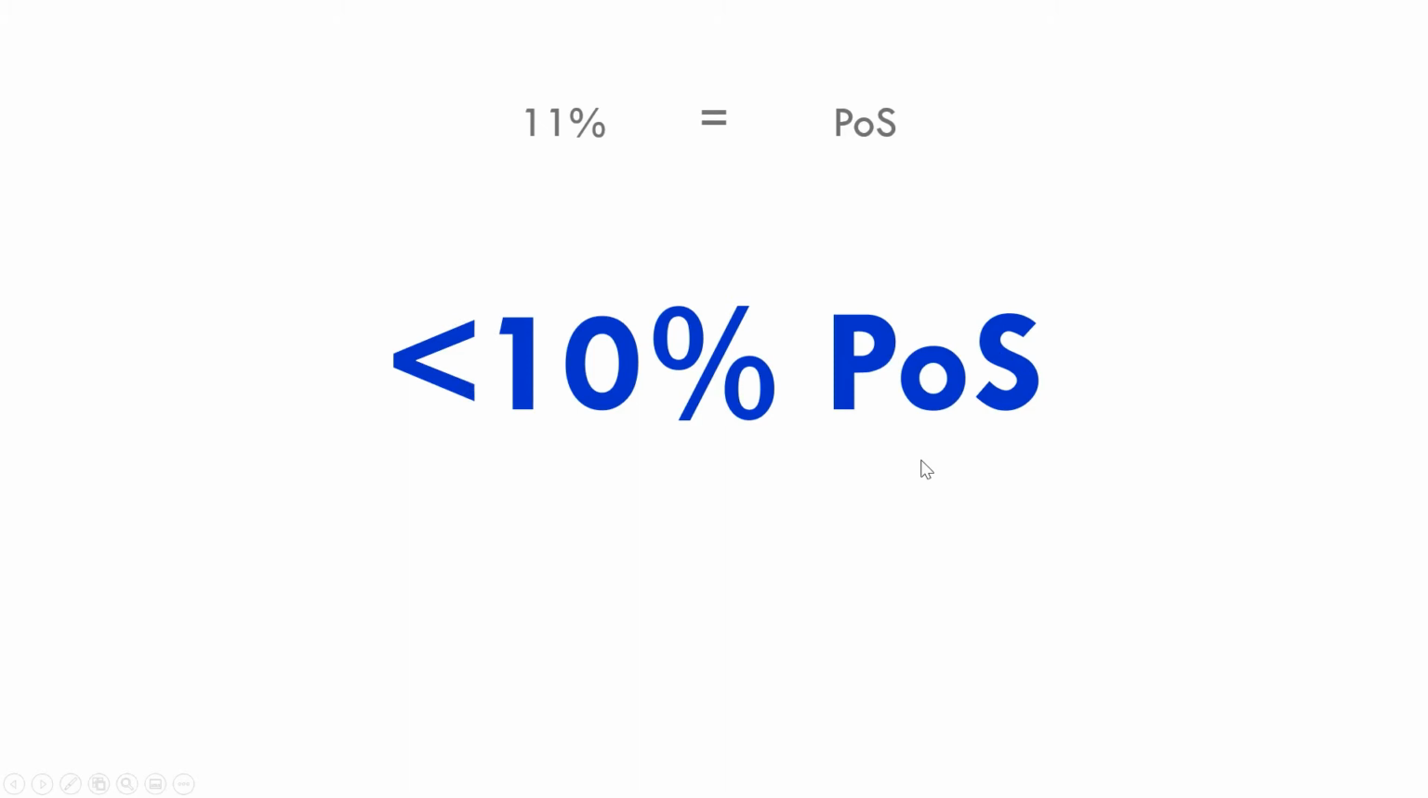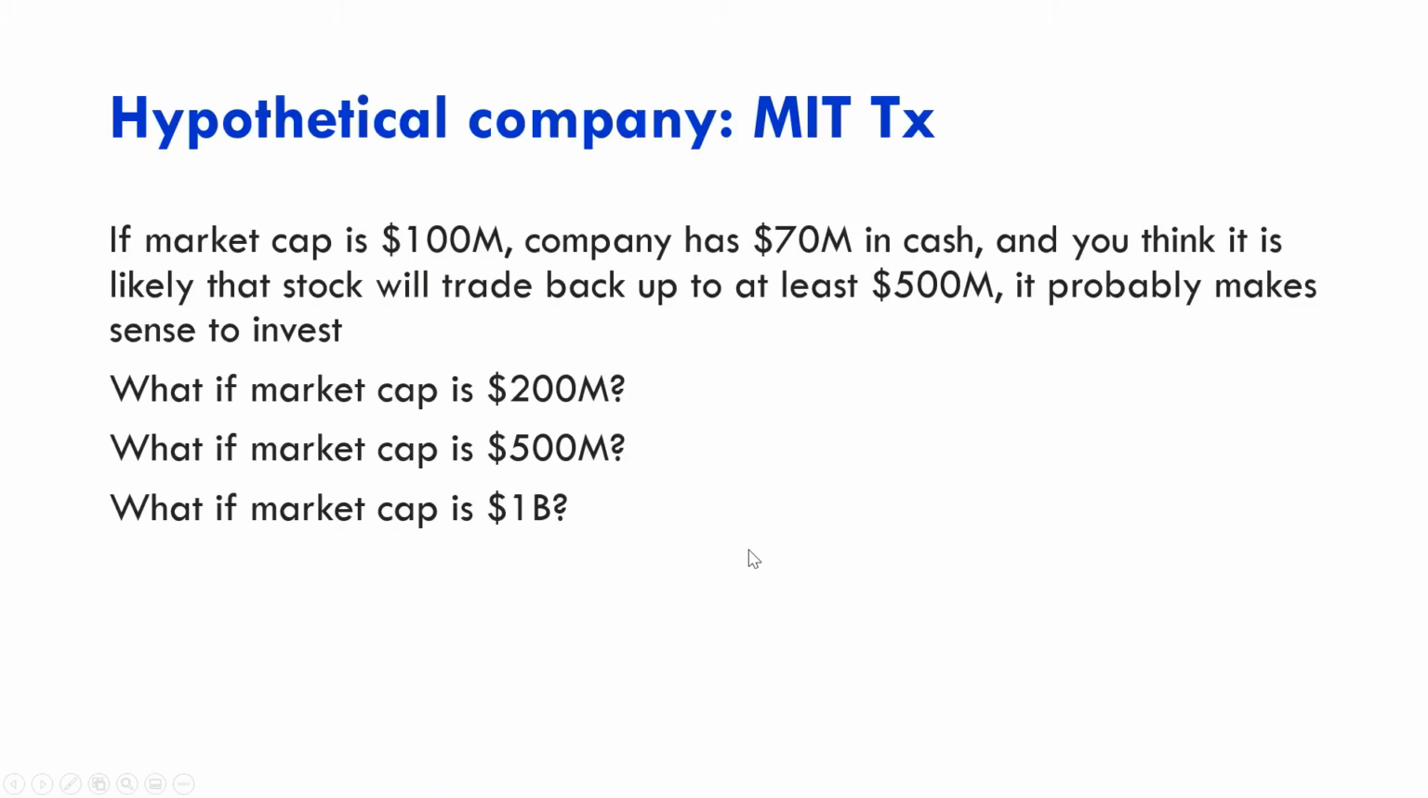So if you think that the probability of success is dramatically higher than 10%, then this might be a good investment. But what if you think the probability of success is like 15% or 20%? Can you invest around that, or do you need to think it's like a 50% or higher probability of success to invest? So that's where valuation comes in.